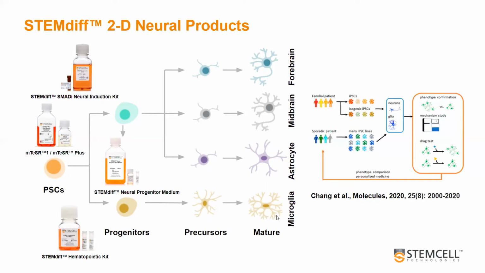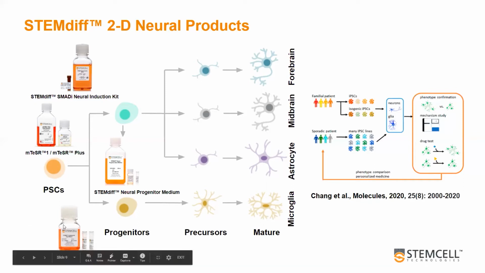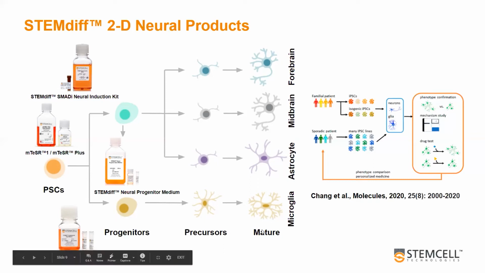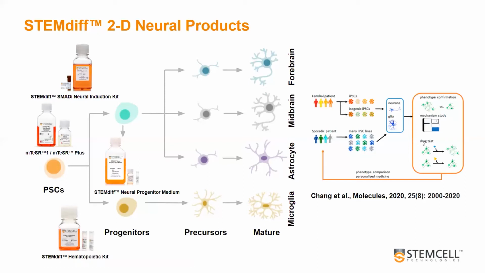If you want to produce microglia, we provide a hematopoietic kit to differentiate PSC to hematopoietic progenitor cells, which can be further differentiated to microglia by our microglia kit. With these products, you can model diseases that you are interested in and perform a series of downstream applications.